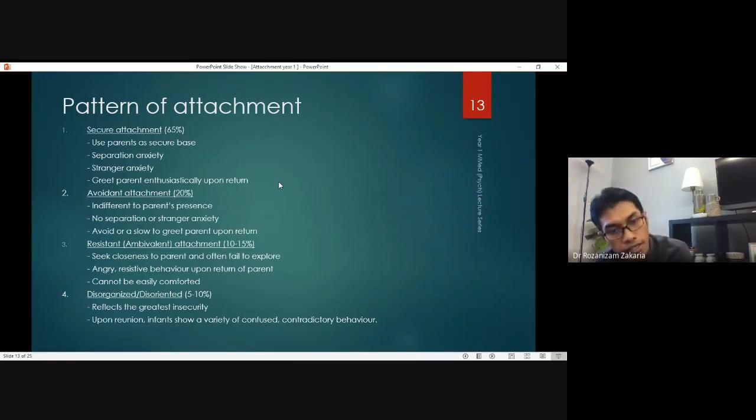But there are also other kinds of attachment. For example, avoidant attachment, in which they disregard their parents. They don't regard their parents as their secure base. Resistant or ambivalent attachment, in which they behave abnormally whenever their parents are around. So that means even when the parents have come back, parents get to them, they're still angry, they're still resistant to their parents, and difficult to comfort. So this is what we call resistant attachment, difficult to attach to, or disorganized or disoriented attachment. So this normally happens in children who have poor attachment development.